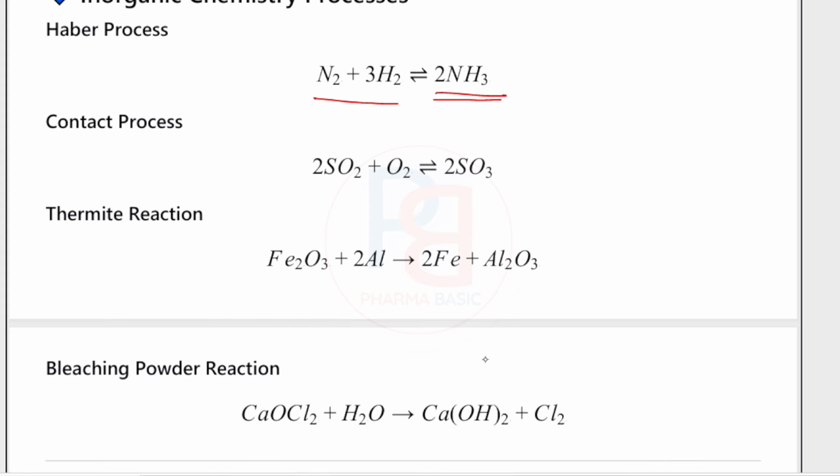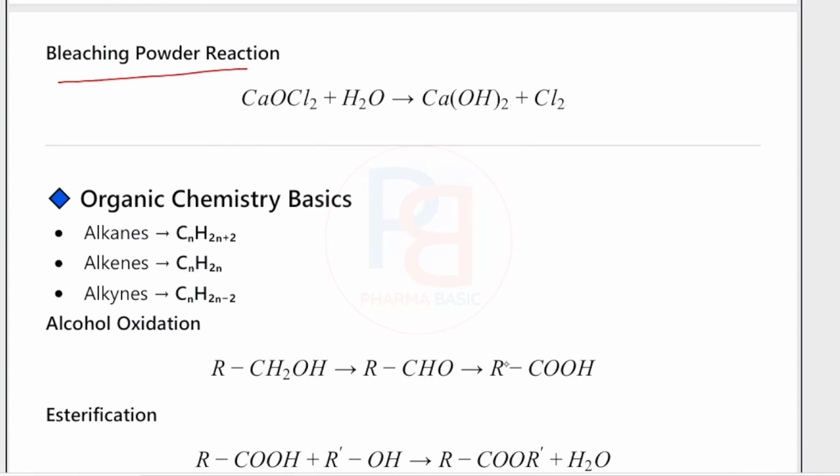Sulfur dioxide plus oxygen gives sulfur trioxide. Ferric oxide, Fe2O3 plus 2 aluminum gives 2Fe plus aluminum oxide. Bleaching powder reaction: CaOCl2 plus water produces calcium hydroxide and chlorine. This chlorine acts as a disinfectant and helps in the cleaning of clothes.